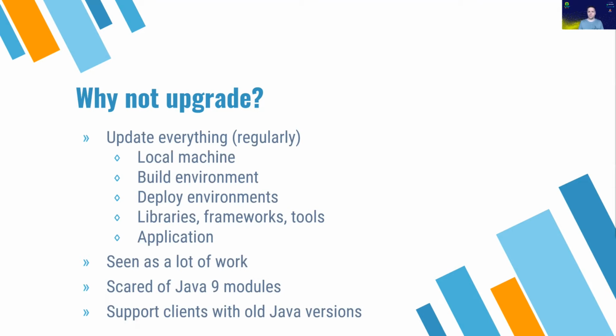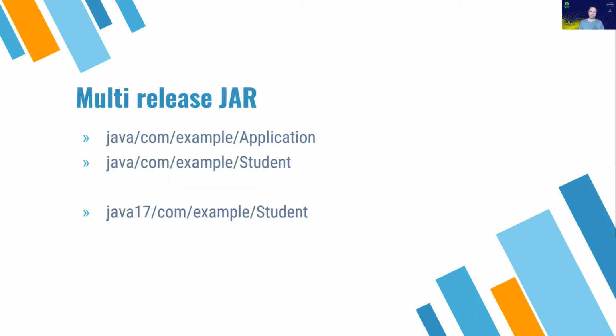Another reason some of you might have a bit of trouble upgrading is because you run software on client machines, and those client machines only run an older version of Java. So that prevents you from upgrading. Actually, there is a bit of a solution for that. Nowadays, with the multi-release jar feature, you can have multiple versions of Java code in the same jar file. In this example, we have some code which is based on an older version of Java in the Java directory, and we have some Java 17 code in the Java 17 directory.